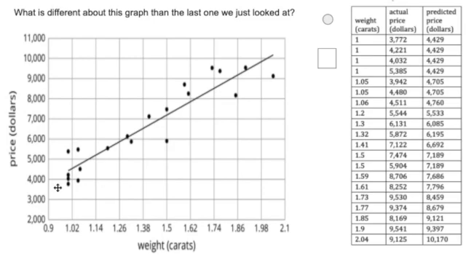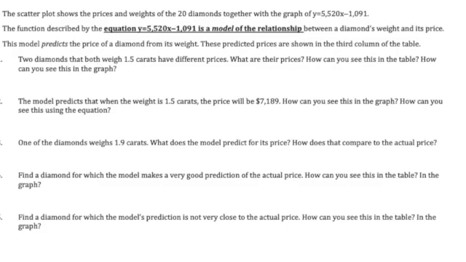Anyway, there's questions on the next page. They didn't fit, and also you want to be able to see the graph big. So let's cover these questions, and we'll move on to our exit flip. So let's see. Oh dear. The scatter plot shows the prices and weights of the 20 diamonds together with the graph of this line. So that's an equation of the line. Don't be scared by it. It's okay. There's a slope of 5,520 and a y-intercept of 1,091.